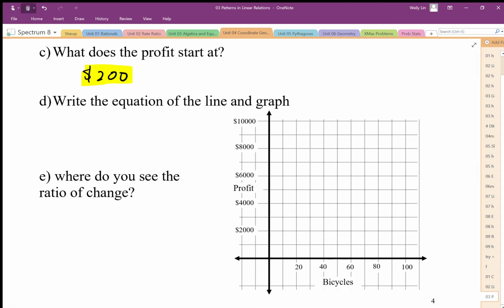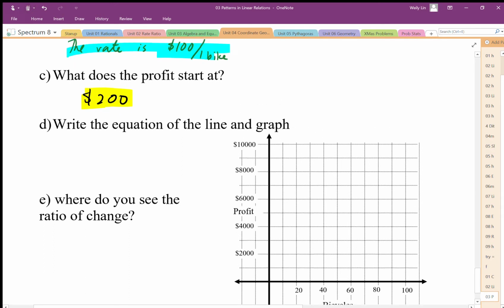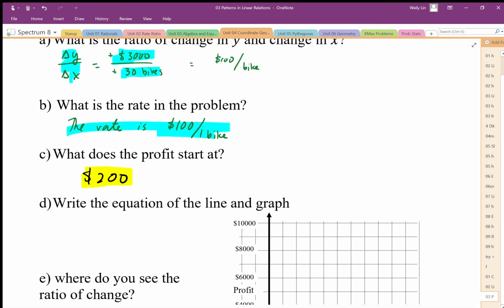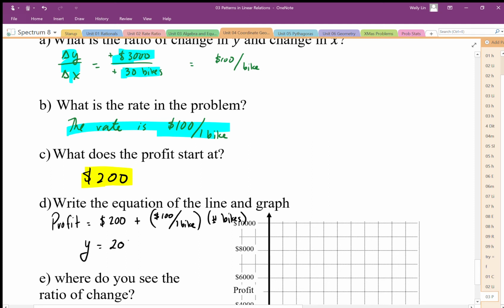If I were to describe this relationship, I'm going to start at $200 and go up $100 for every bike. So my profit, which is my dependent variable, is going to be $200 plus my rate of $100 per bike times the number of bikes. Or we could say Y equals 200 plus 100 times X.